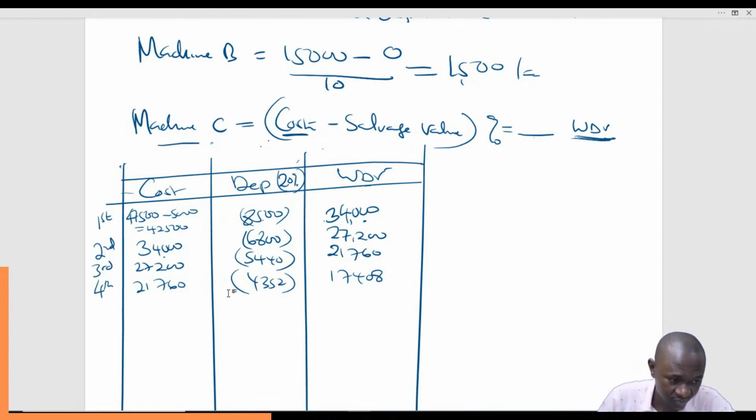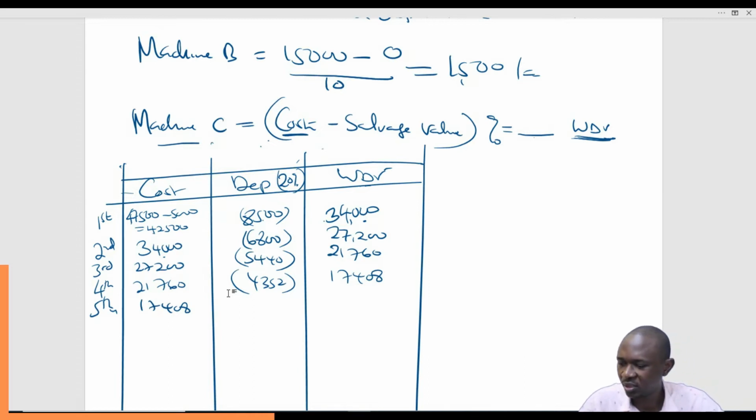So, we will keep on going. We go to the fifth year. In the fifth year, we have 17,408. So 17,408 times 0.2 gives us 3,481.6. So minus that from 17,408, we get 13,926.4.